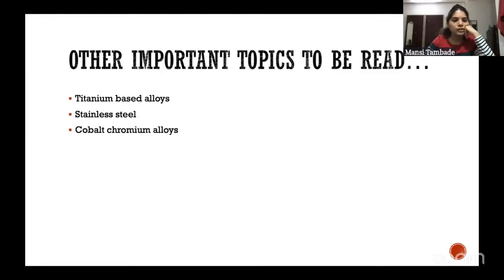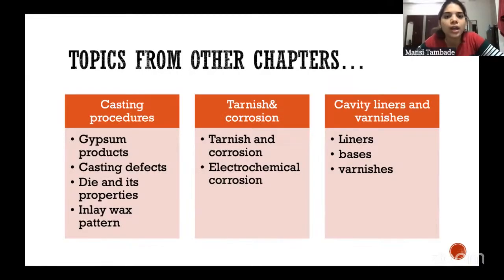Other important topics are titanium-based alloys, stainless steel, cobalt chromium. Now, this could be a short note question also, so you should definitely read these topics from the chapter of casting alloys. Then other important topics from the other chapters are casting procedures, gypsum products. You should definitely read casting defects, die and its properties, inlay wax pattern, and definitely what is casting. It could be a long note question.